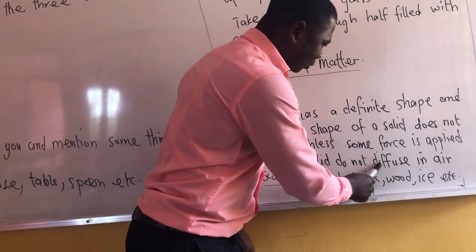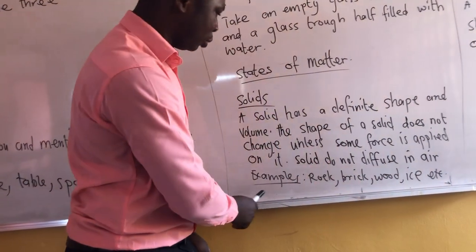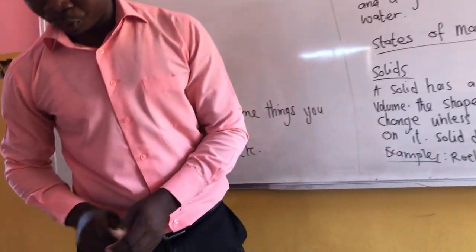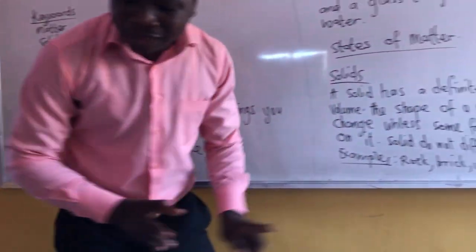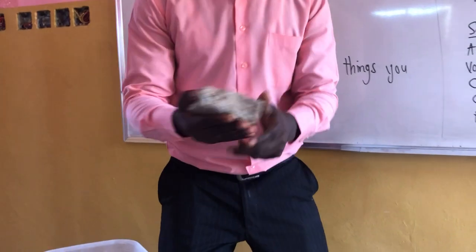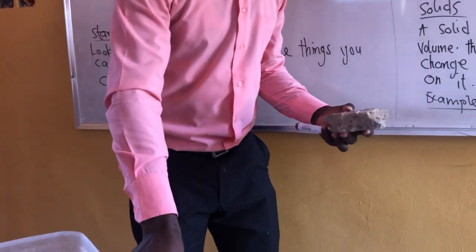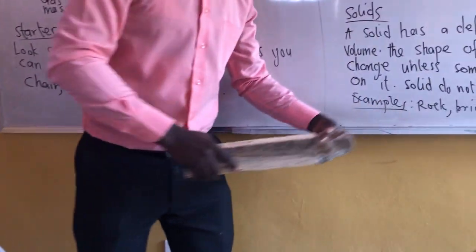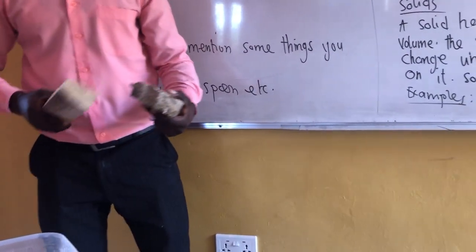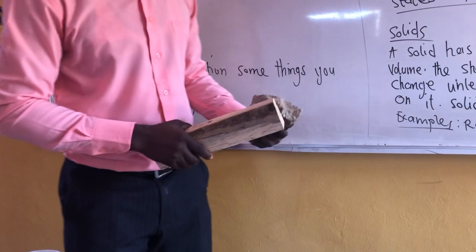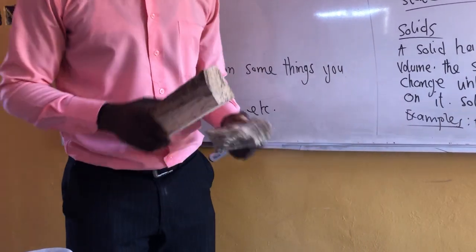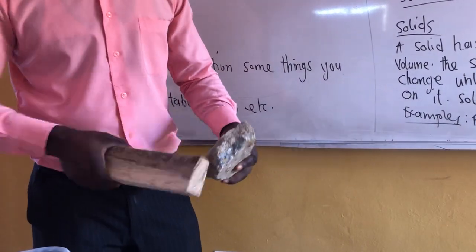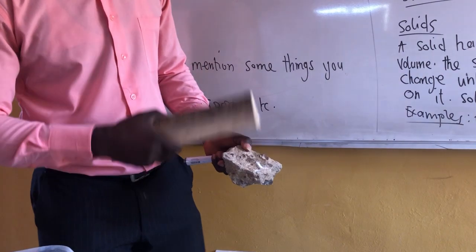Solids do not diffuse in air. So we see first, a solid can't change shape unless you apply some hard force. When I want to change this shape, unless I apply some high force, you see how I'm hitting it. I have to apply force before it can change the shape because it's very hard. So unless you apply force, you can't change the shape.